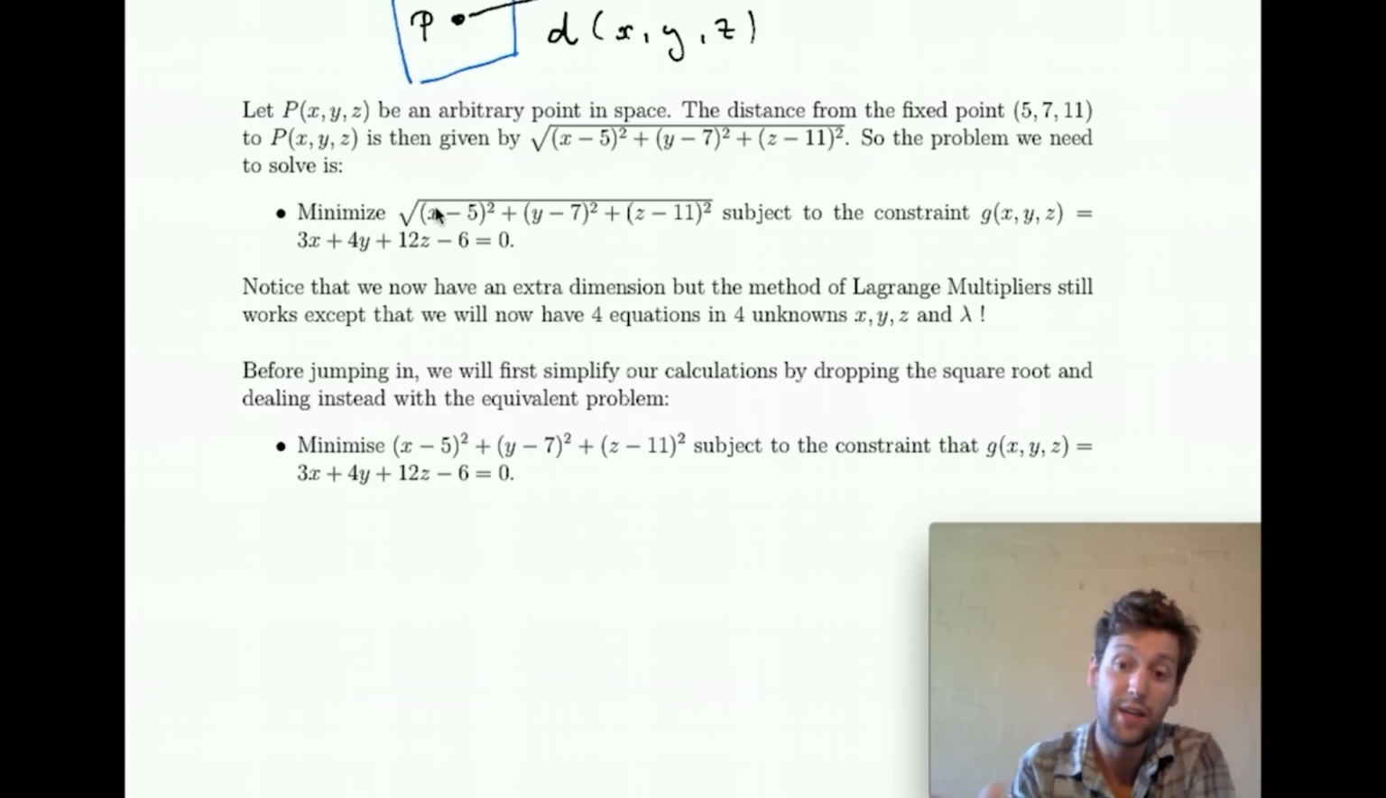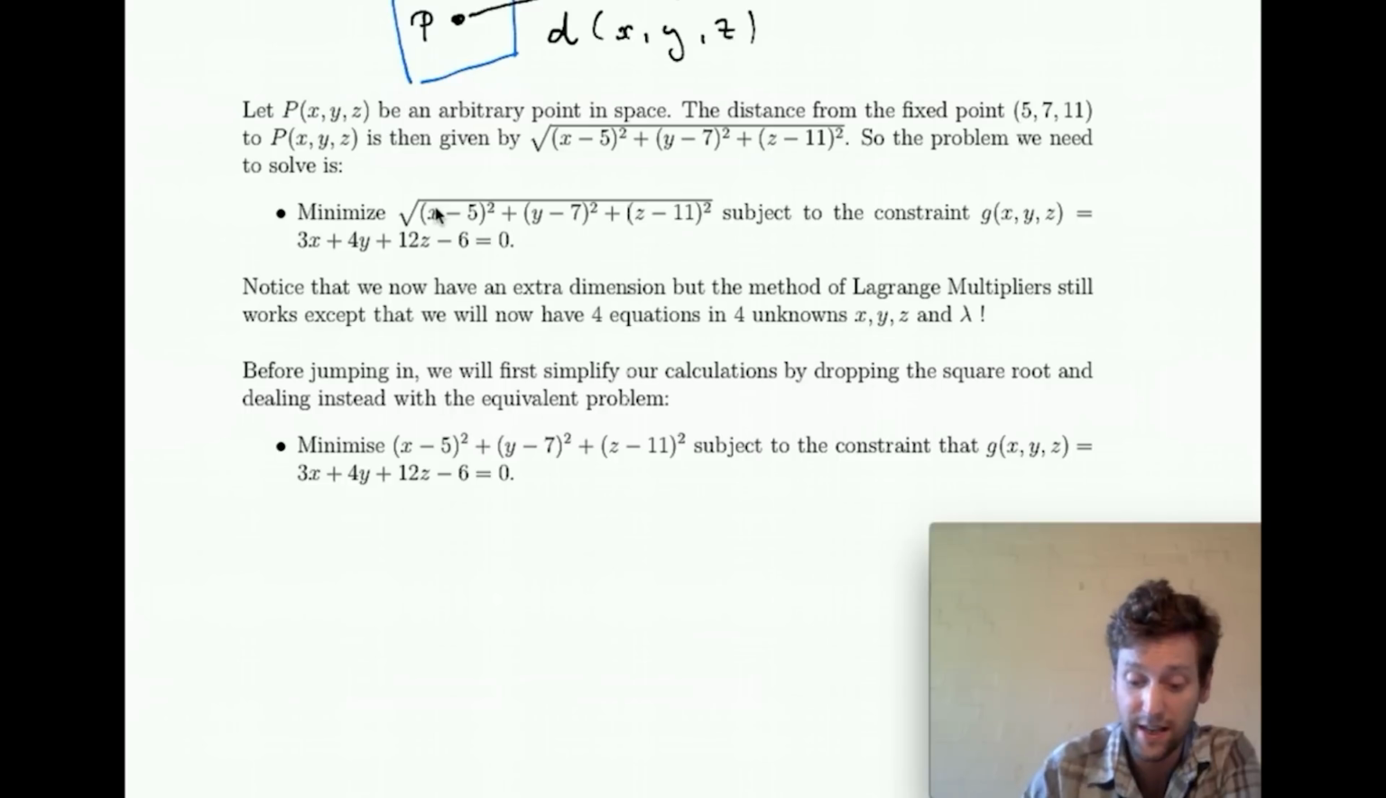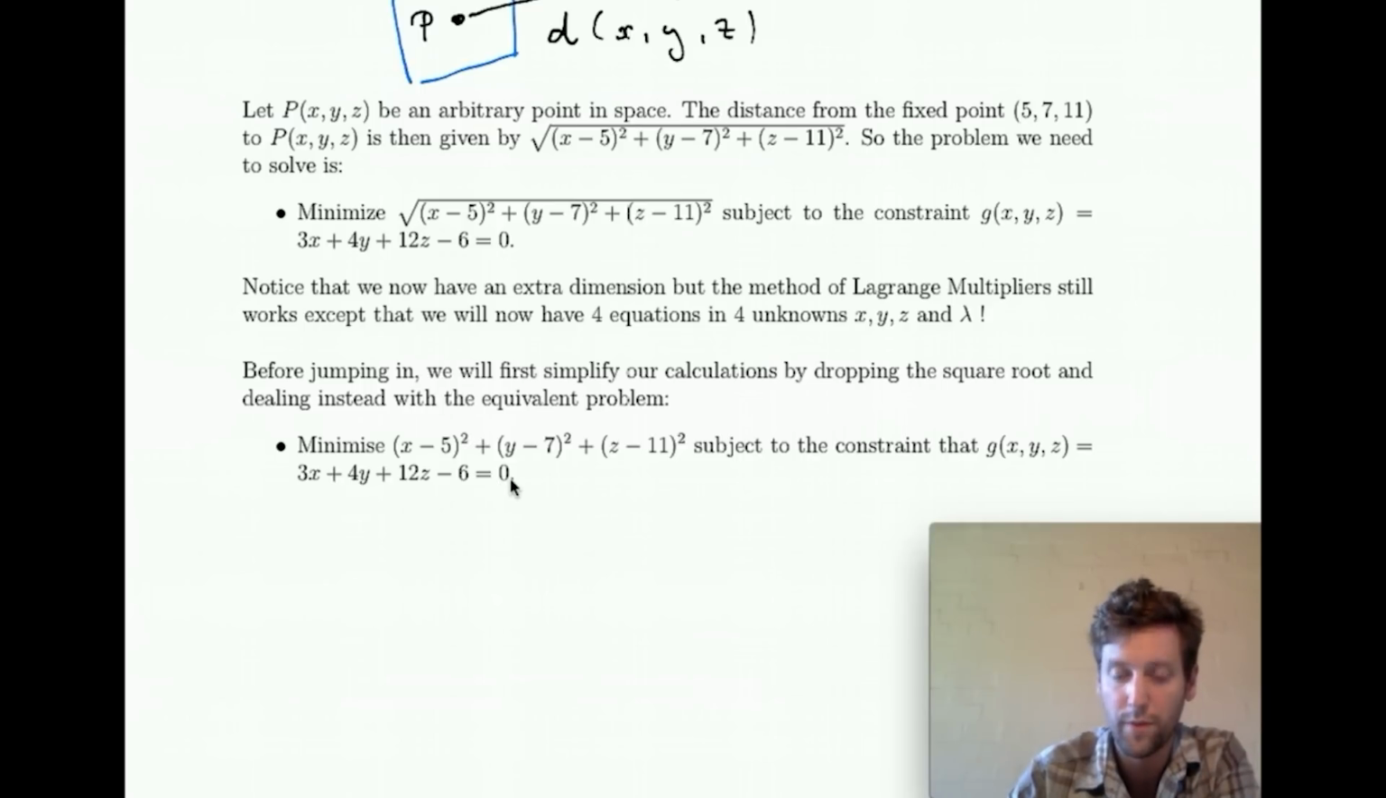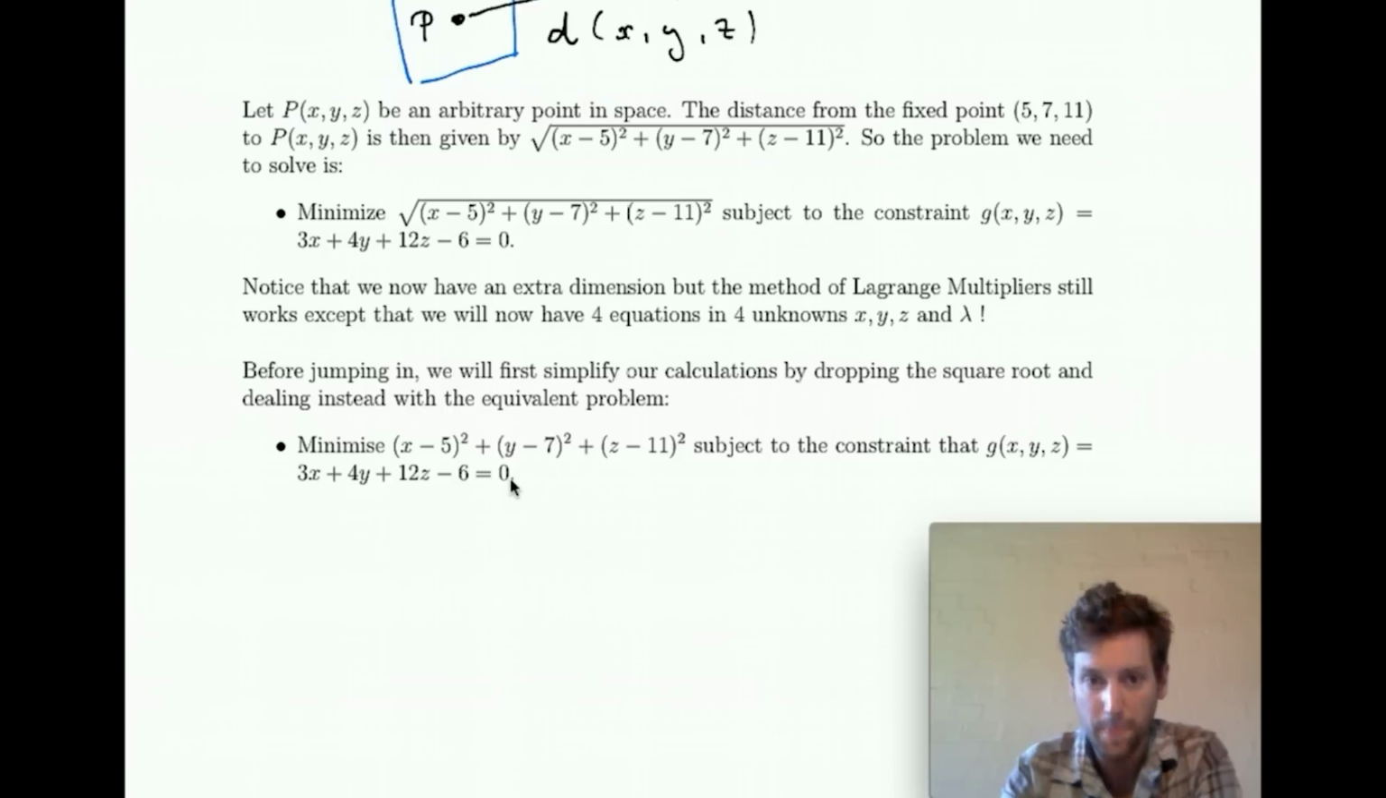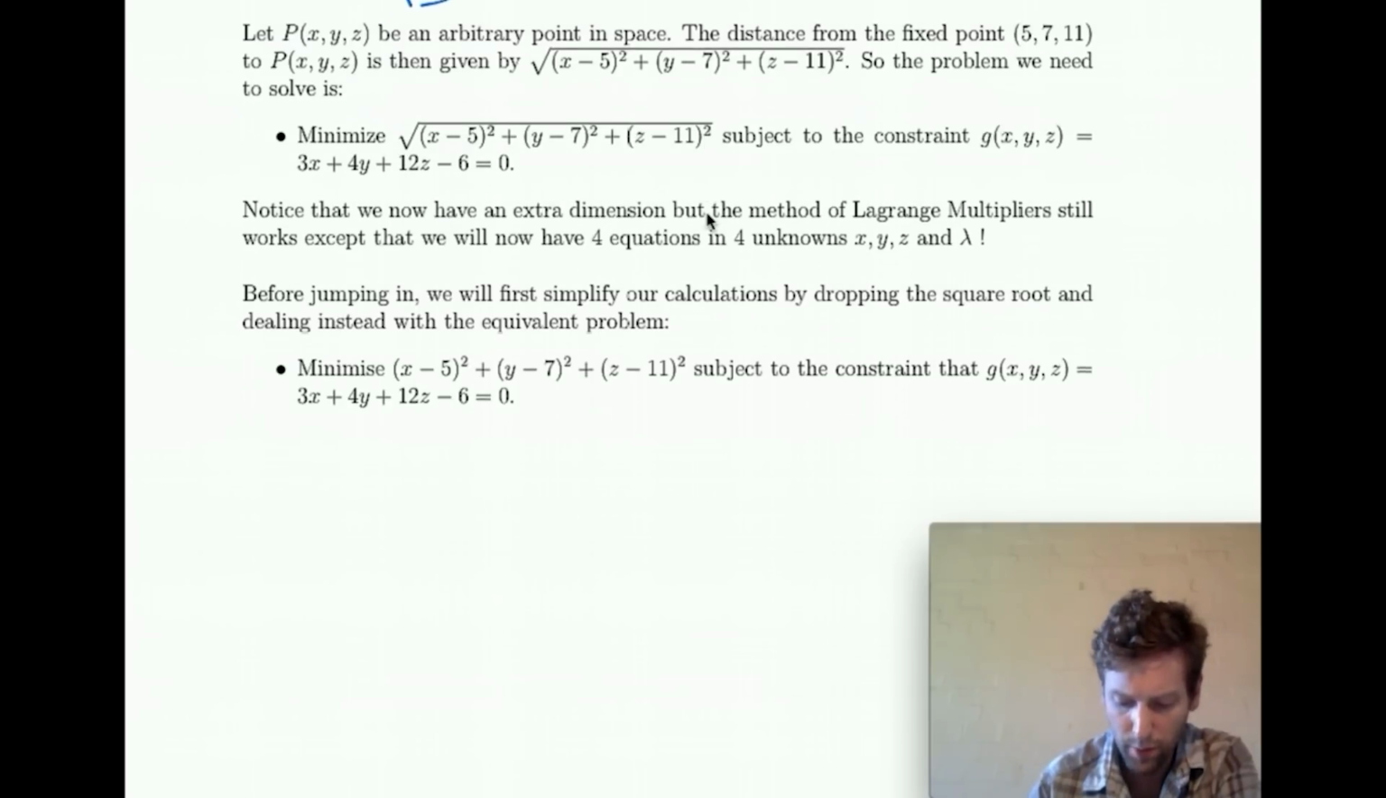Instead of taking the distance between the 2 points as being our function that we're minimizing, let's take the distance squared as being the function that we're going to minimize. The great advantage of this is that I get rid of that square root. So instead of minimizing the square root of all this stuff, let's minimize x minus 5 squared plus y minus 7 squared plus z minus 11 squared, subject to the constraint 3x plus 4y plus 12z minus 6 is equal to 0. So again, the trick I'm using there is that this function here is just as good as this function here in terms of finding the minimum value. Alright, so now our problem is set up.